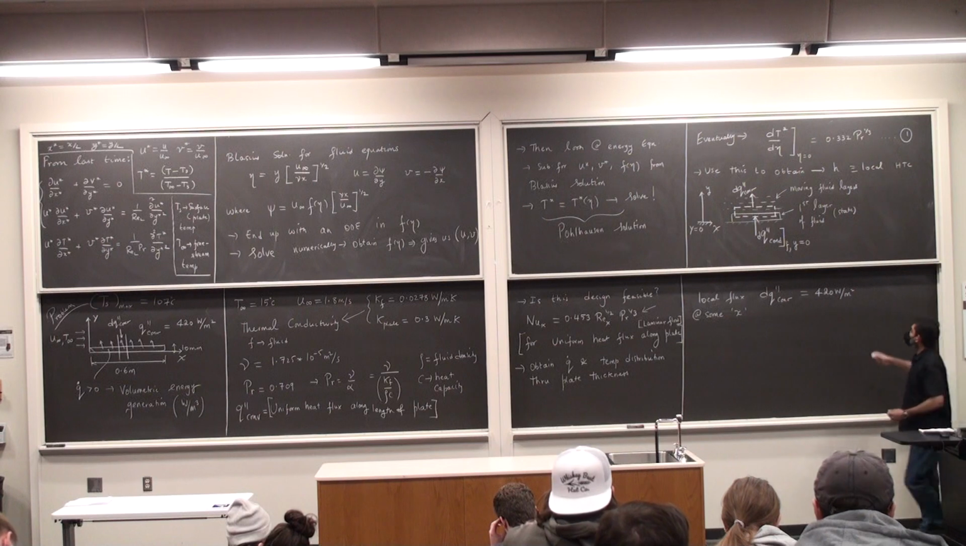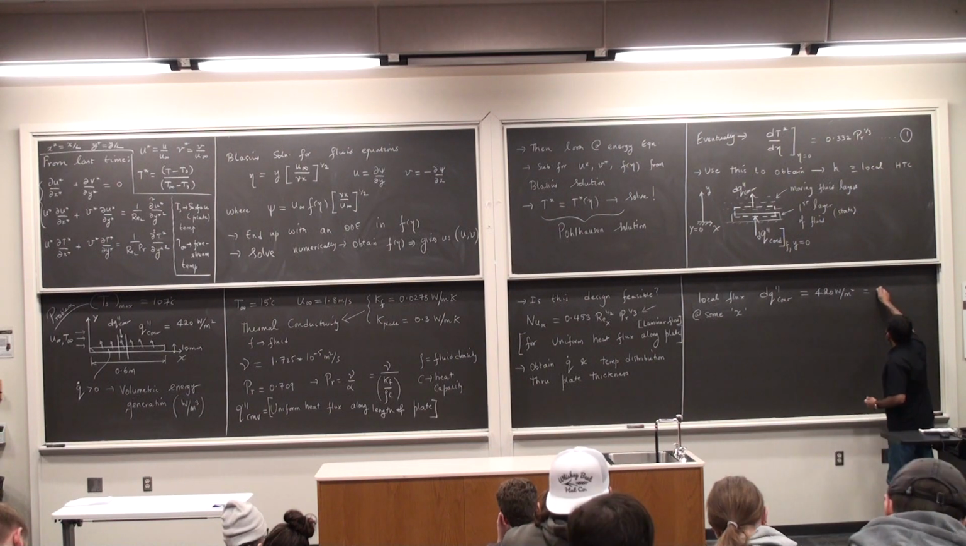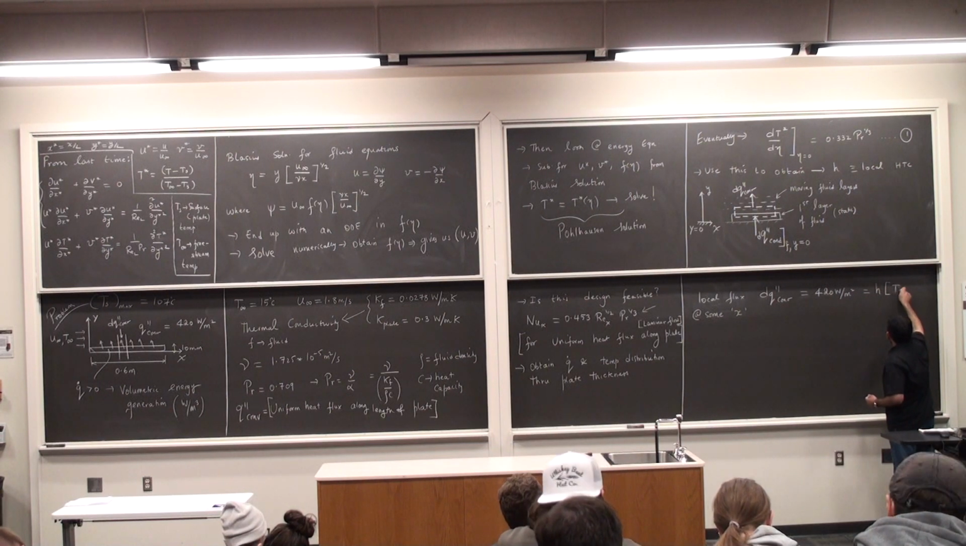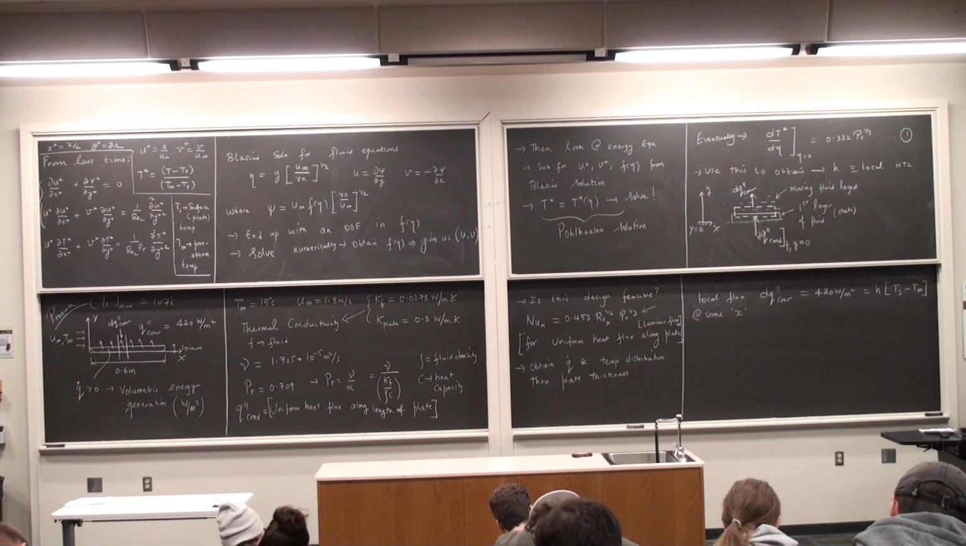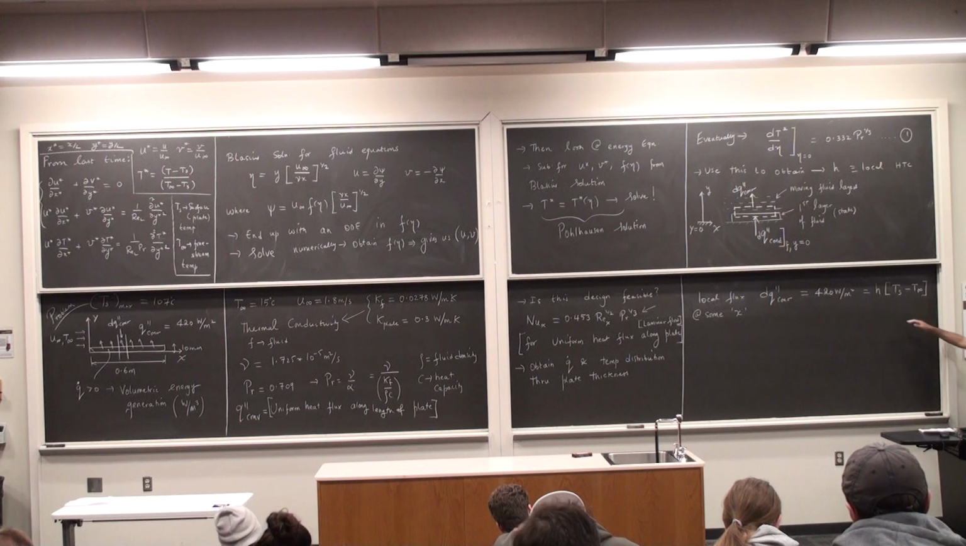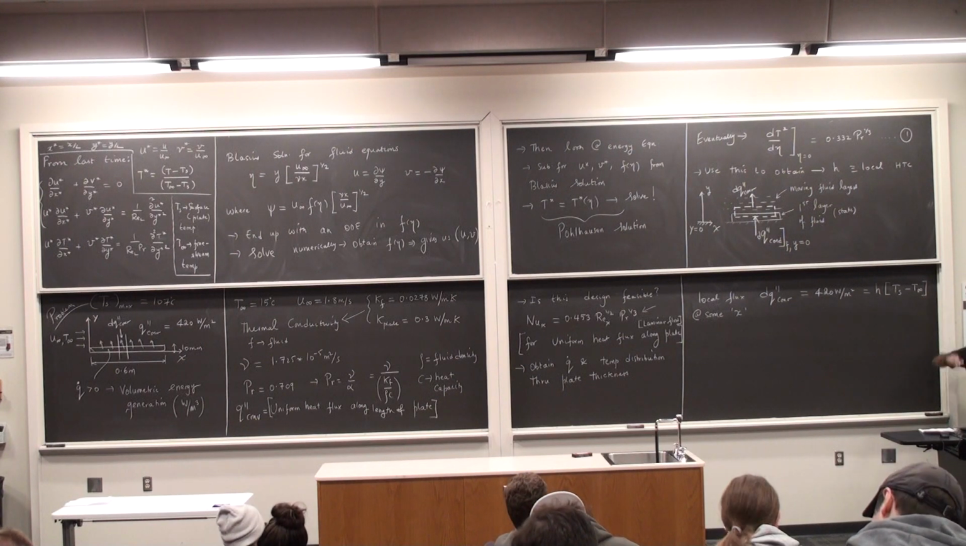So with this set, we can then say this is now h times Ts minus T infinity. I want to see if there are any questions until this point.